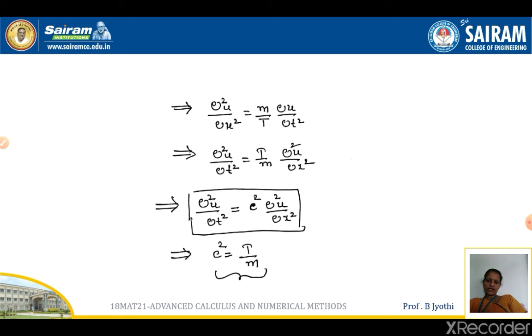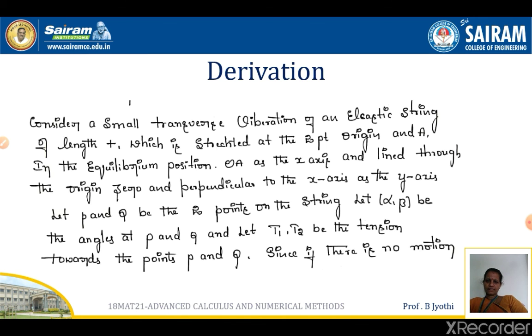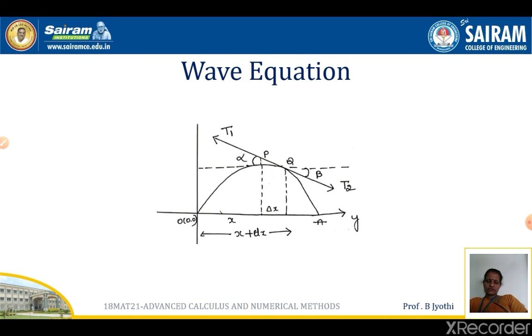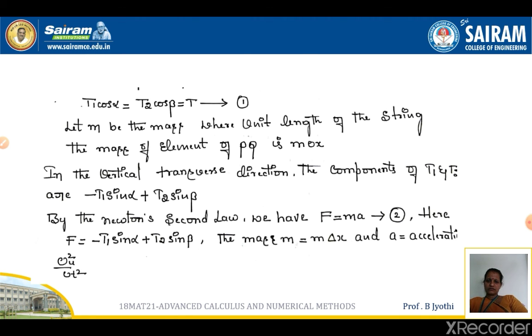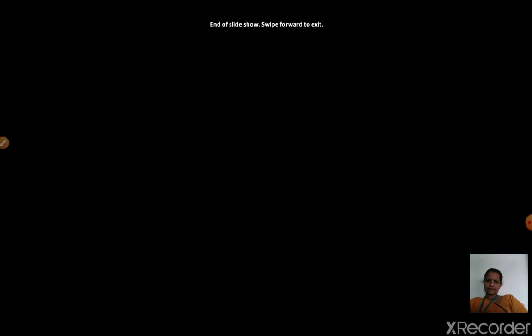Actually this is the required equation for the derivation. You can look at the diagram once again. This is the diagram. So P and Q, we can see there is a small distance between these two, that is with delta x as a small change, a small incremental value. So this is the point. Now we can get to the equation.